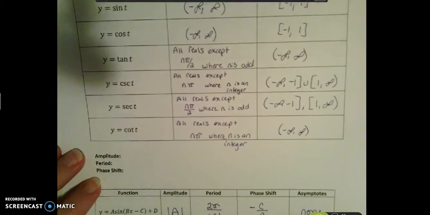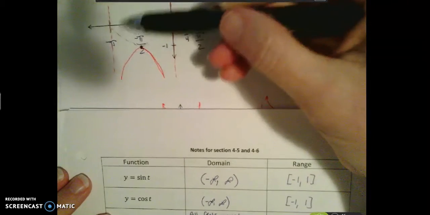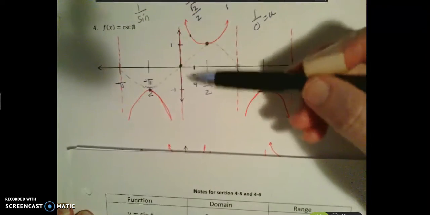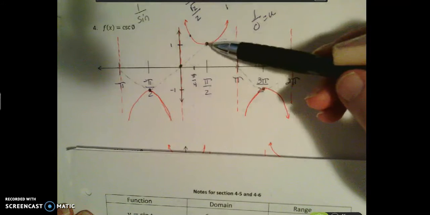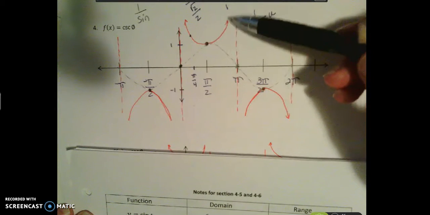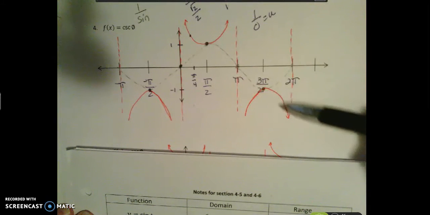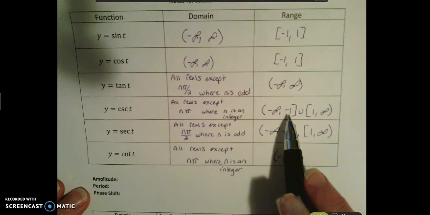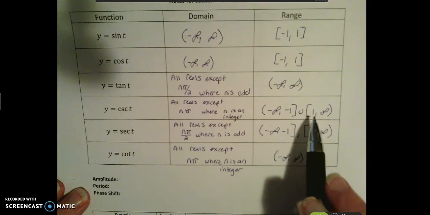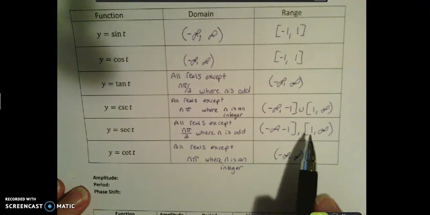So when we talk about the range for the cosecant, notice that the curve doesn't exist between -1 and +1. So the curve is only +1 and greater and -1 and below. So we say that it goes from negative infinity to -1 with a union of 1 to infinity. And the same thing's going to happen with our secant curve.